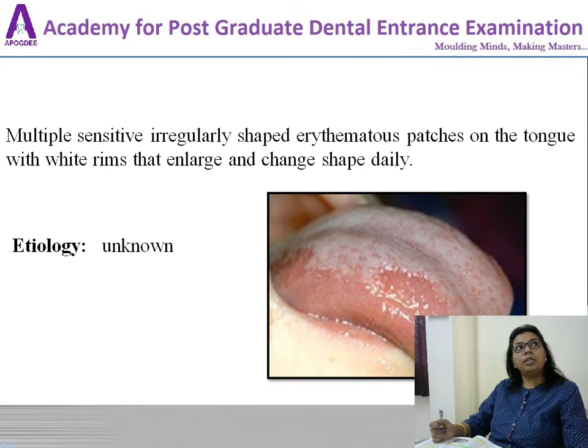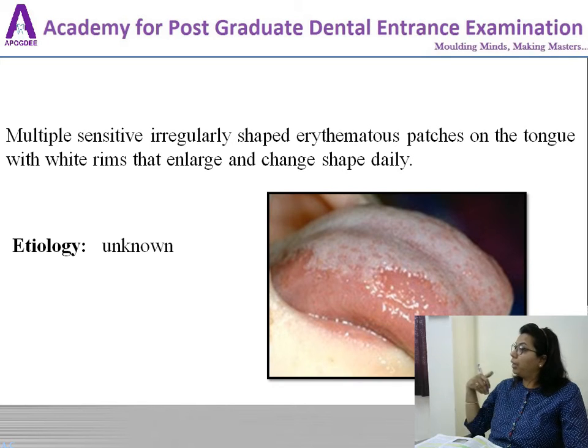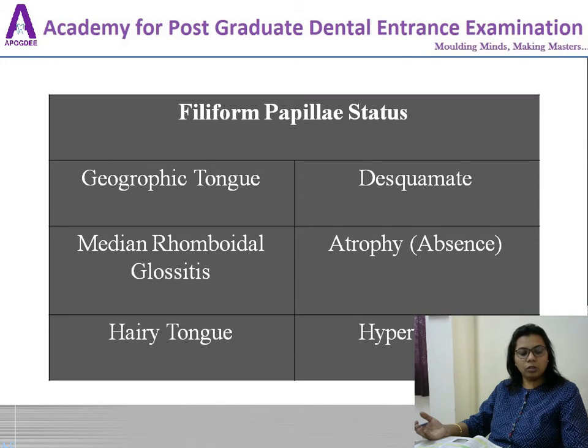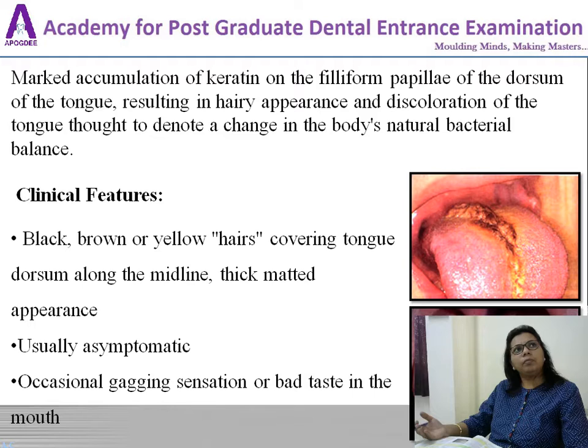Benign migratory glossitis, erythema migrans, wandering rash of tongue, depapillated areas. The depapillation can be seen at different sites after a few days as time passes on. Then hairy tongue, you have marked accumulation of keratin on the filiform papillae of the dorsum of the tongue. Now it is a classical hairy appearance because you have a hypertrophy of the papillae which makes the tongue difficult to get clean. Okay, along with that, nowadays they have suggested that it can be because of candida as well.